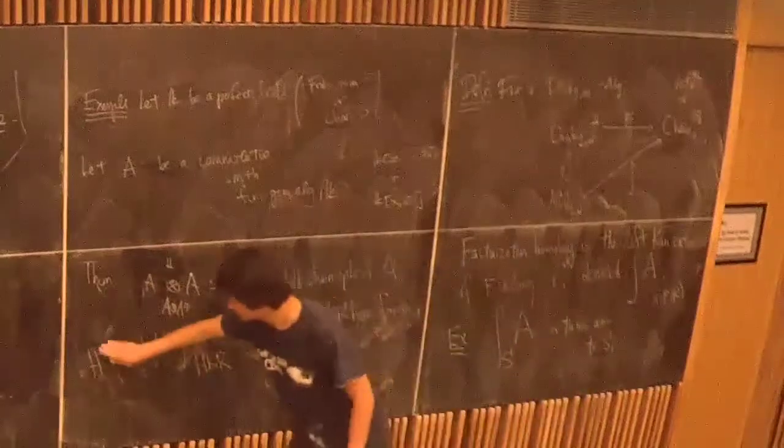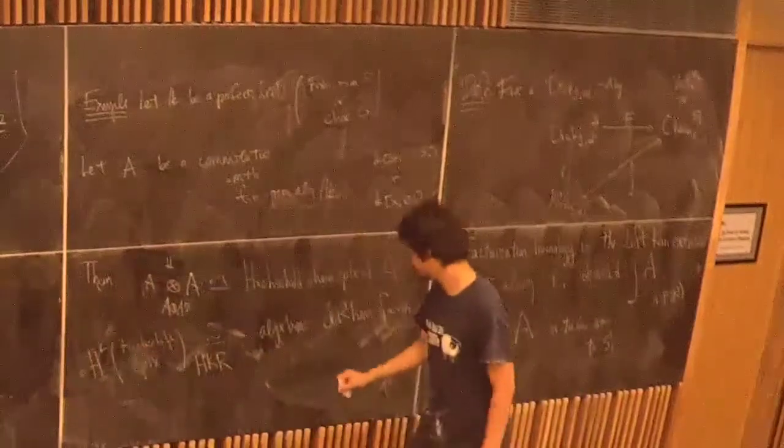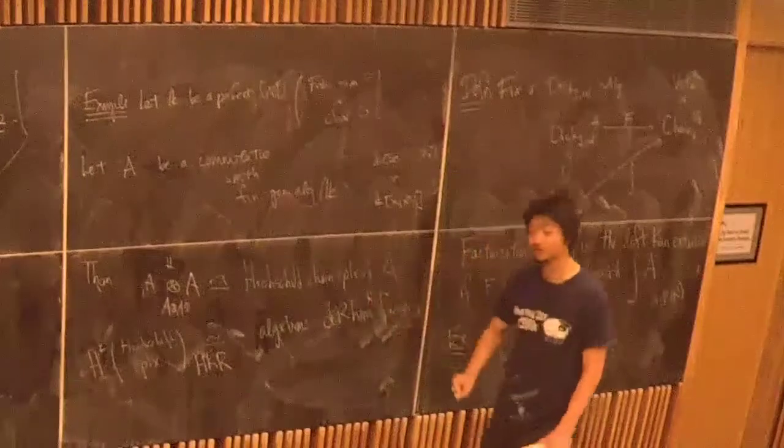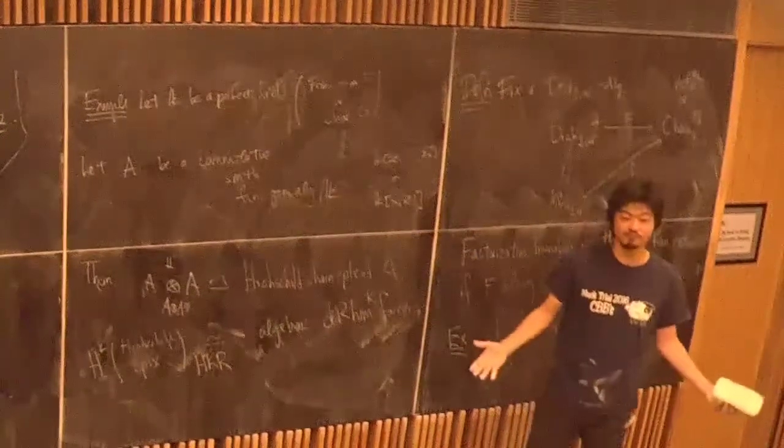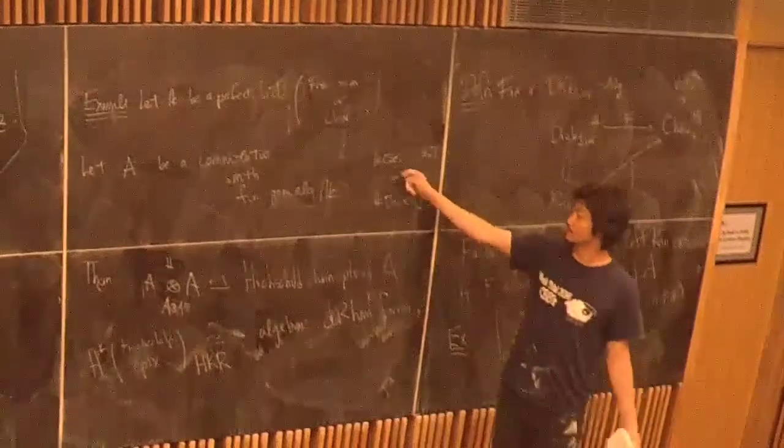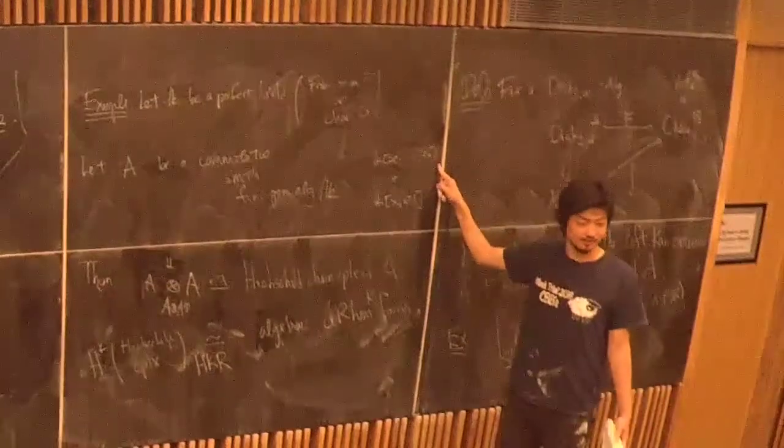In fact, in degree k, we get the algebraic de Rham k-forms. So for example, in degree 0, we just recover the ring, the 0-forms, the functions. And in these examples, in degree 1, we'll just remember all of these dx1s, dx2s, and so on.